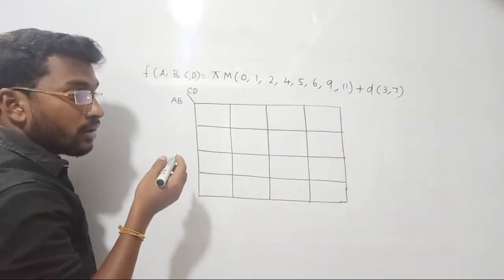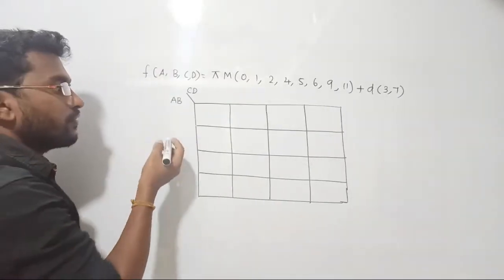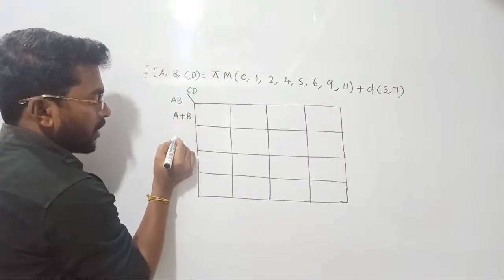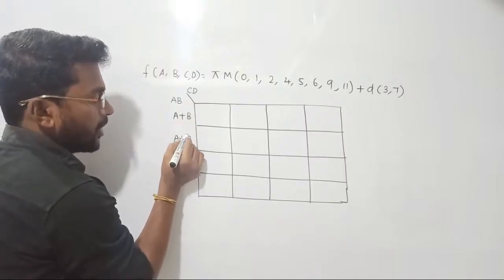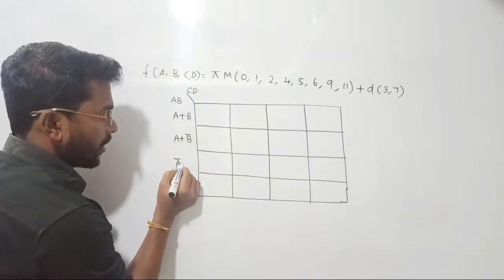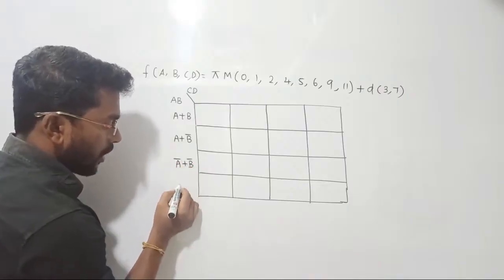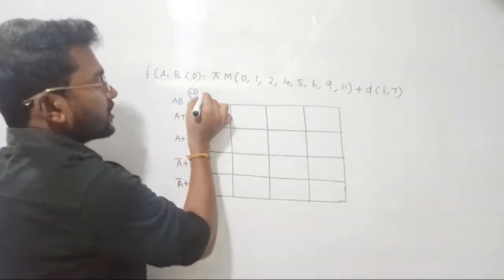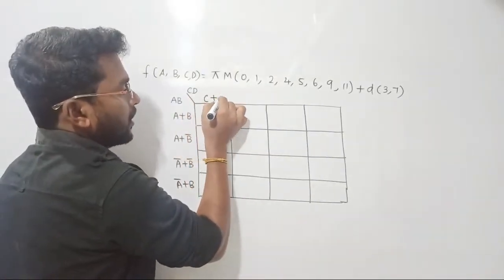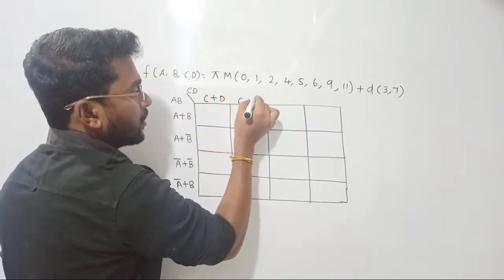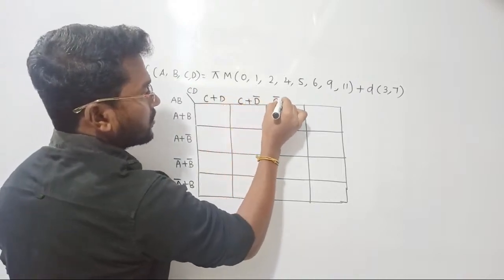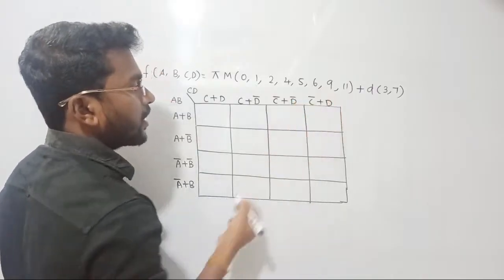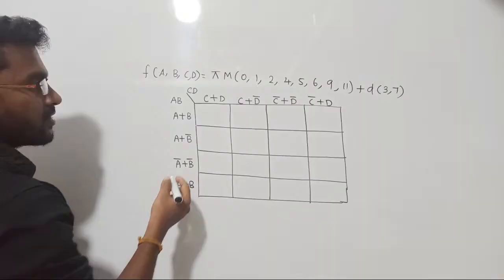So we are writing max terms, that is product of sum form. Up here it can be written as A plus B, and here it can be written as A plus B bar, and this can be written as A bar plus B bar, and the last term can be written as A bar plus B, correct? Similarly, this one can be written as C plus D, and here we have to consider C plus D bar, and this is going to be C bar plus D bar, and here it is C bar plus D, correct? Let's register the variables, right?